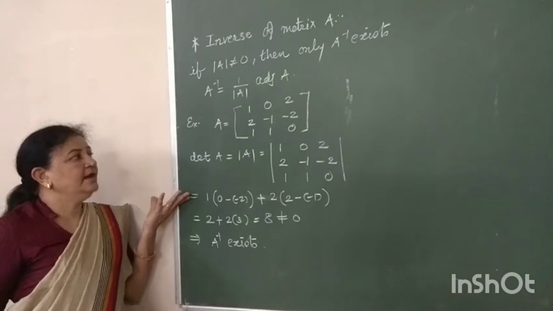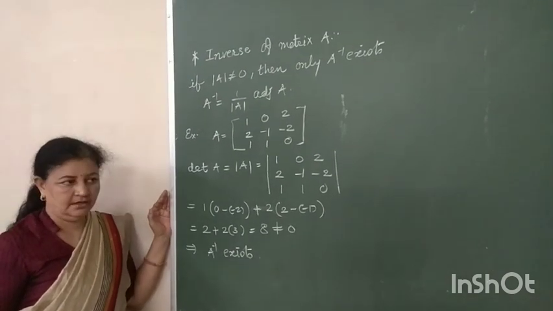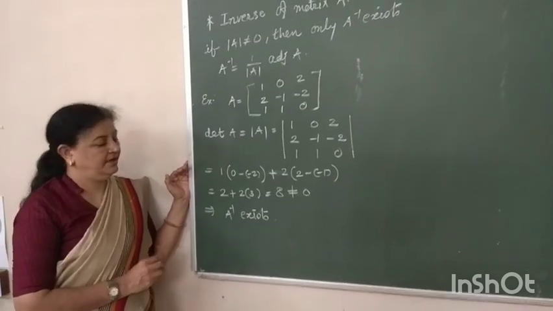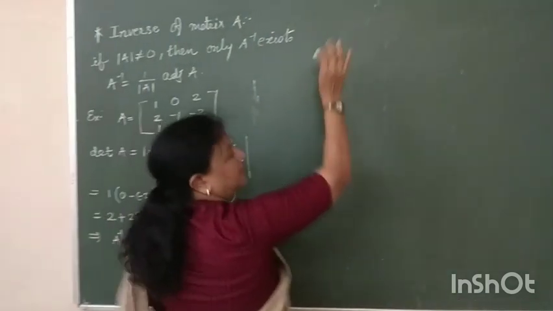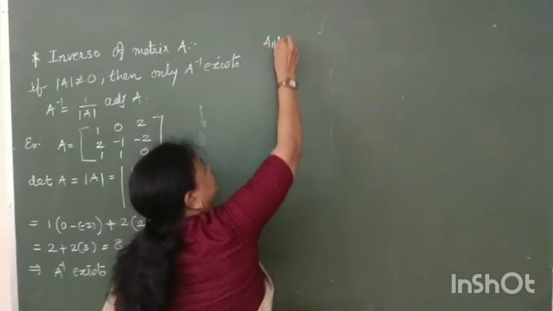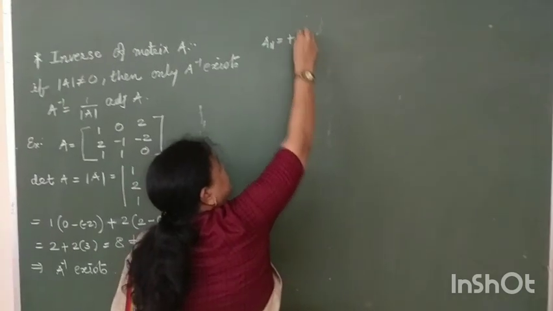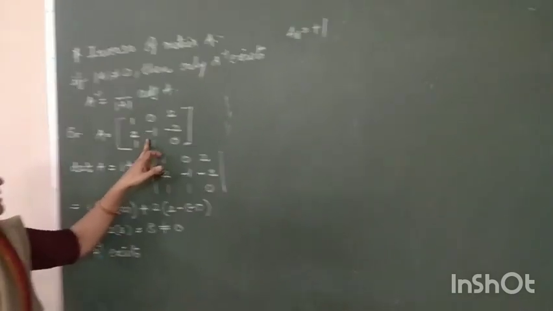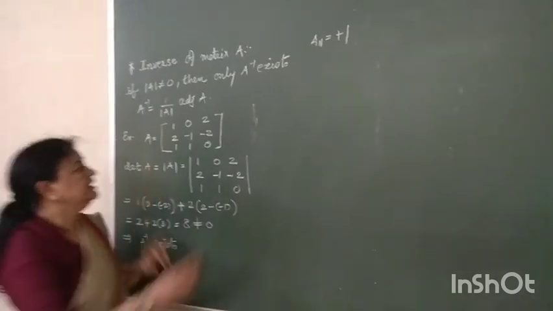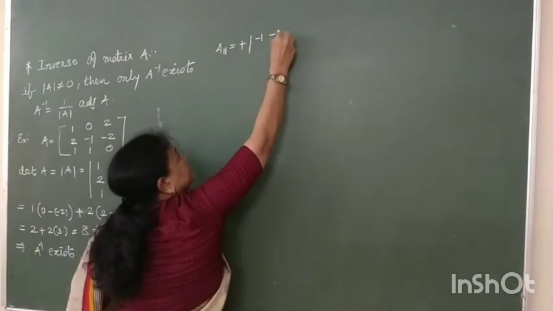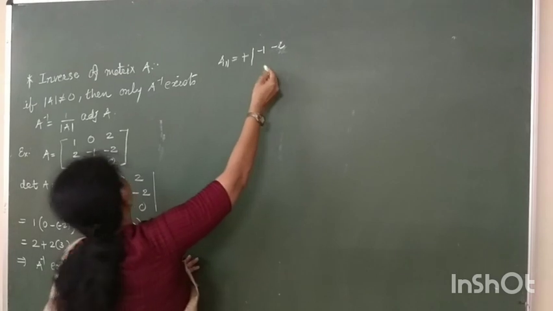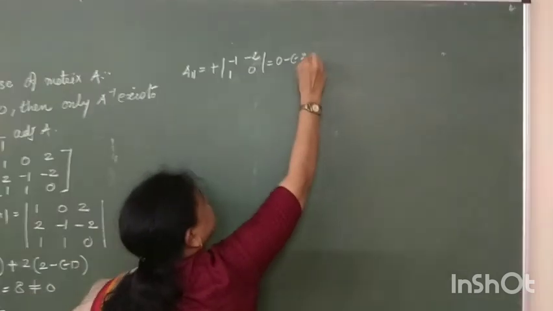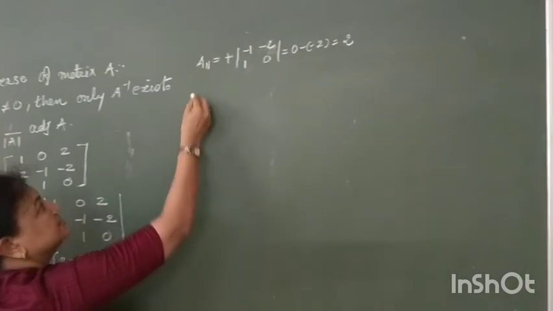Now we have to find out the adjoint of A. Previously we have studied how to find the adjoint of A. Here I am trying to find the adjoint. First sign is positive. A11: removing the first row and first column, we get -1 -2, 1 0, that is why 0 minus minus 2, finally it is 2.